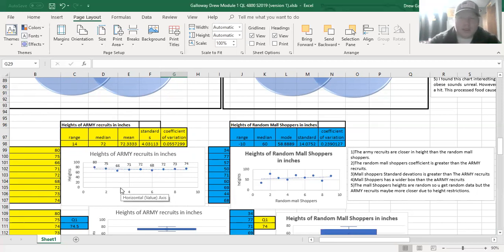So if you're not meeting the height requirements, you're probably not going to be an Army recruit. Whereas a random Mall Shopper is more public, so you can have heights from 5 feet to 6 feet to 7 feet, maybe even 8 feet. Who knows?